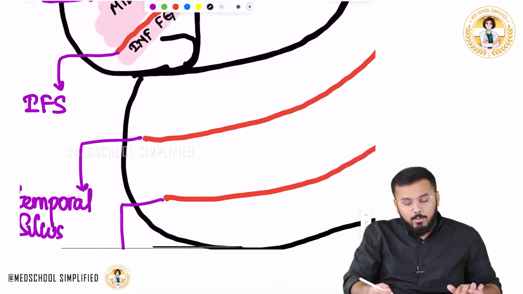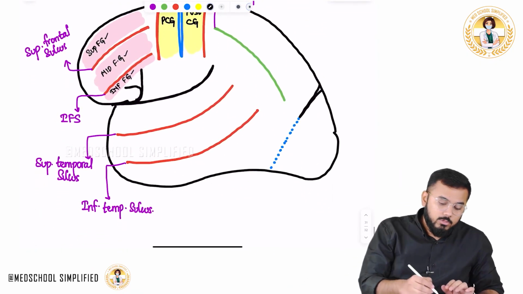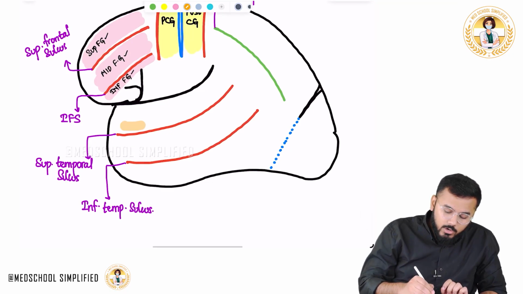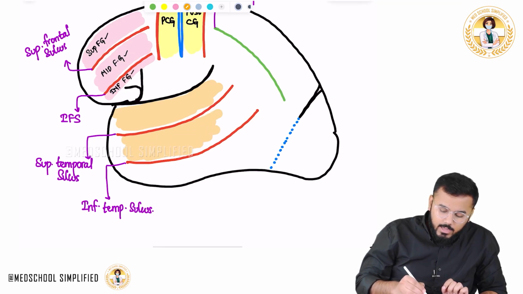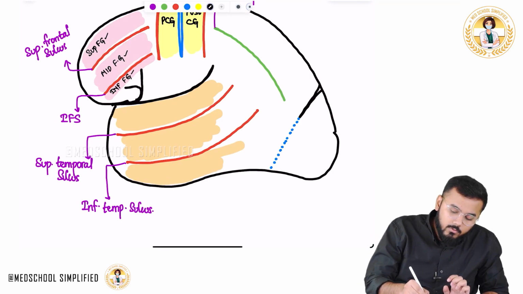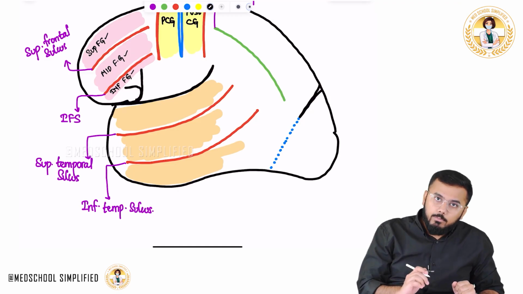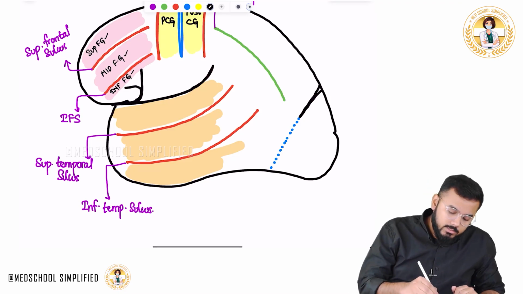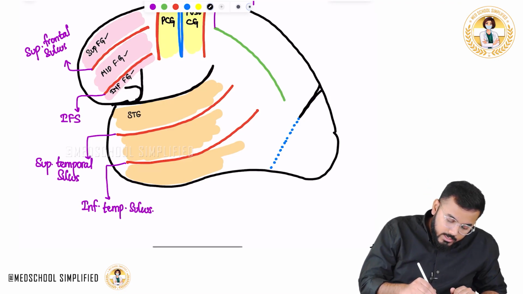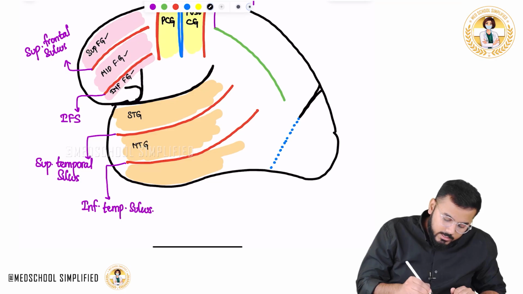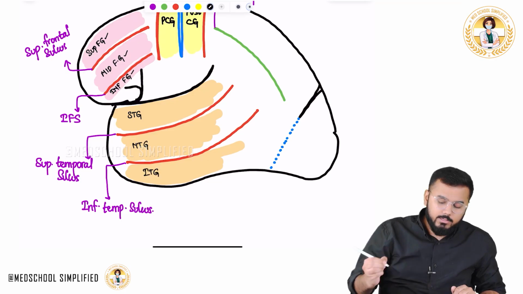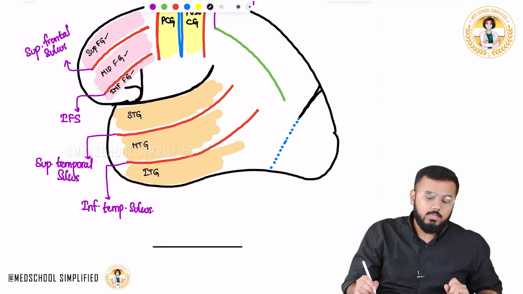The same thing will apply for your temporal lobe also. In the temporal lobe also, you have three important gyri, right? This is one gyrus, this is the second gyrus, and this is the third important gyrus. Now you will tell me what are the names of these. One is called the superior temporal gyrus, middle temporal gyrus, and inferior temporal gyrus. So these are the three gyri which you can see here.